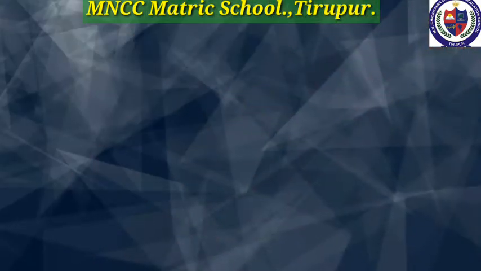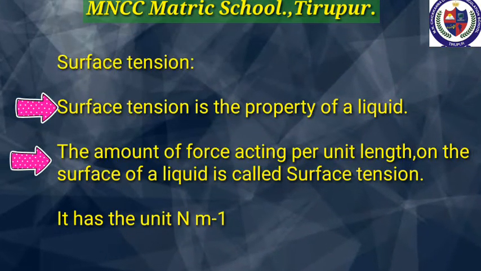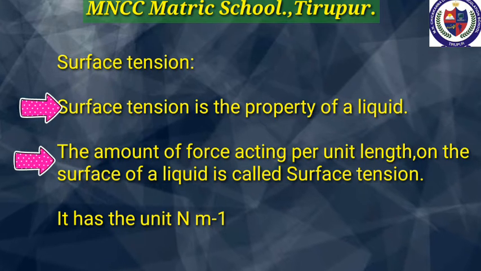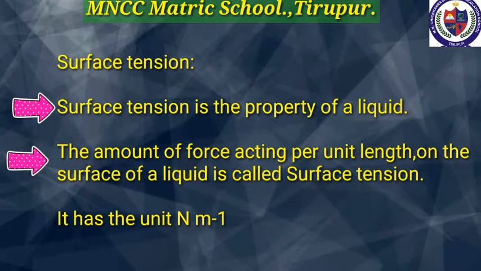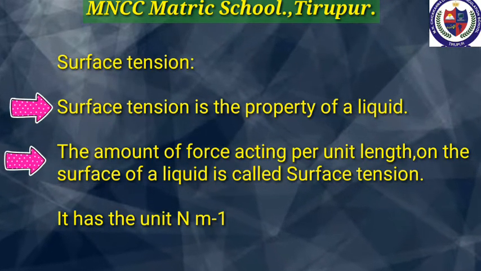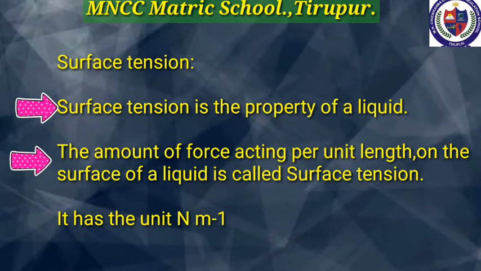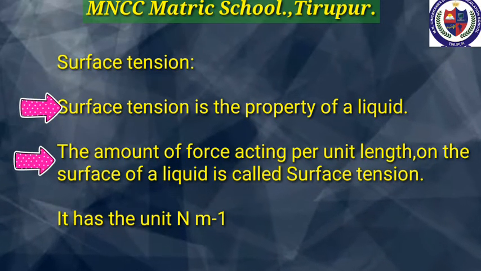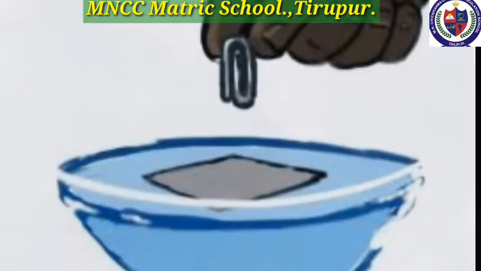So what is surface tension? Surface tension is the property of a liquid. The amount of force acting per unit length on the surface of a liquid is called surface tension. It has the unit N m^-1.